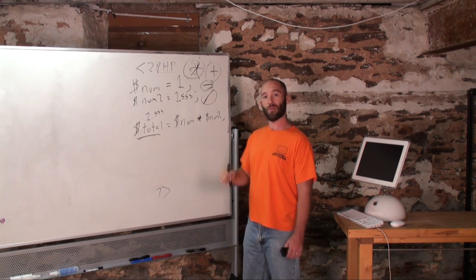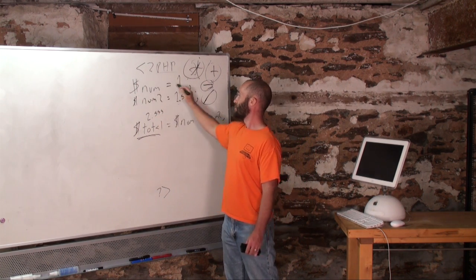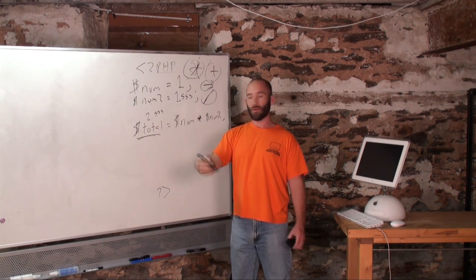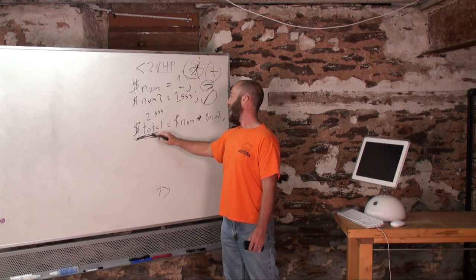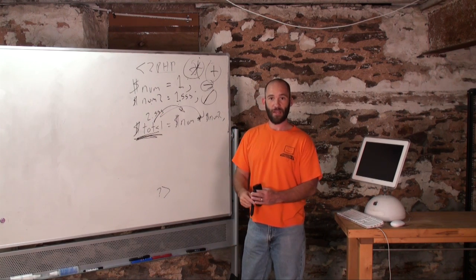The big thing with PHP programming is, remember, you're always working with variables. So num equals 1, num2 equals 1.55, and then to get the total, you create a variable for the total and set the value of that variable to the math equation that you've created.